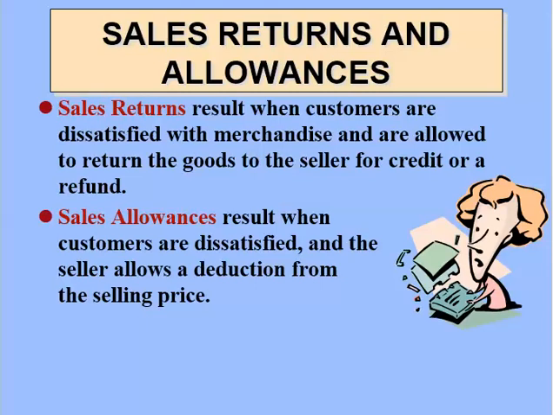I had an example once when I was working at the Home Depot. A customer wanted to buy a special order sink and it had a scratch in it. So I ended up giving her a discount of like $100 or $150 on her sink because it was damaged. She didn't pay full price for it. That was an example of a sales allowance.